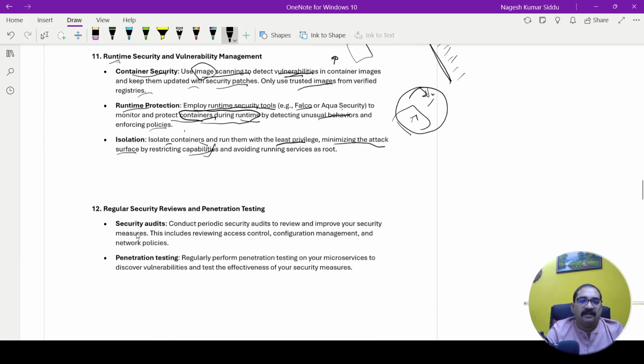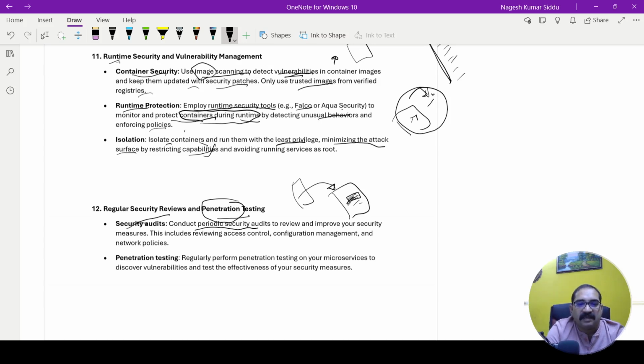Now let's look at the final one: regular security reviews and penetration testing. Penetration testing is an important testing where we deploy the application and use some tools to run tests on it, like a user typing or an automated script running to log in and gain access or control of the services. There are tools and companies specialized in penetration testing, and using it we can prevent any unauthorized use. Let's see security audits.